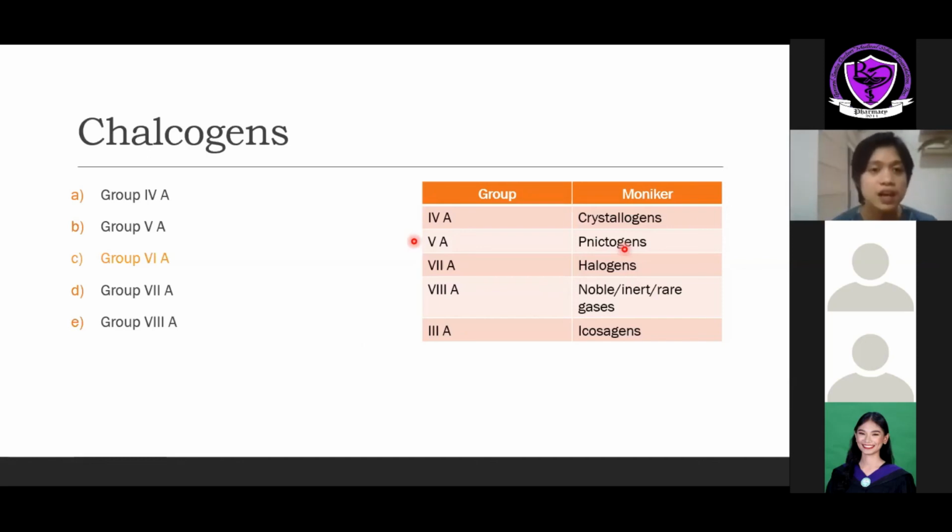Ano ibig sabihin ng letter A sa grouping? Ano ibig sabihin ng letter A? Pag nakasulat letter A, group 2A, 3A, ibig sabihin, they are representative elements. They will follow the valence shell. No? They will represent the characteristics of the valence.